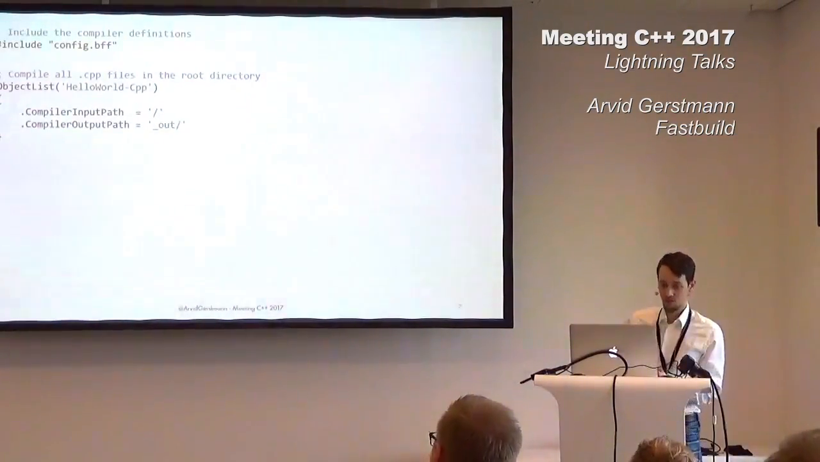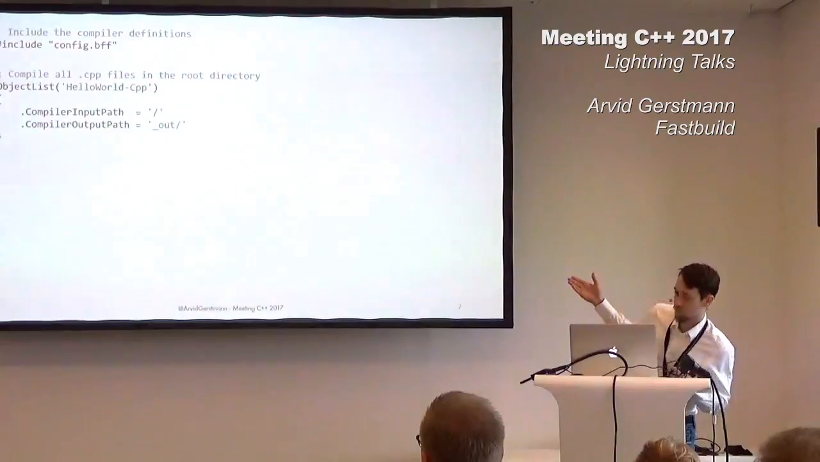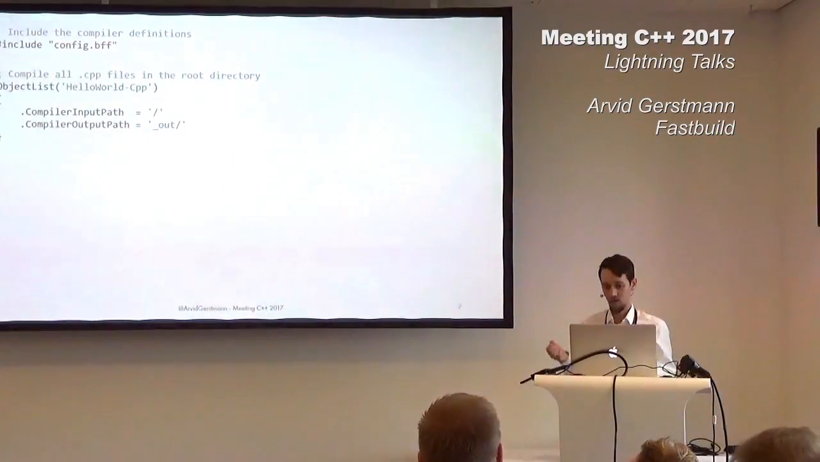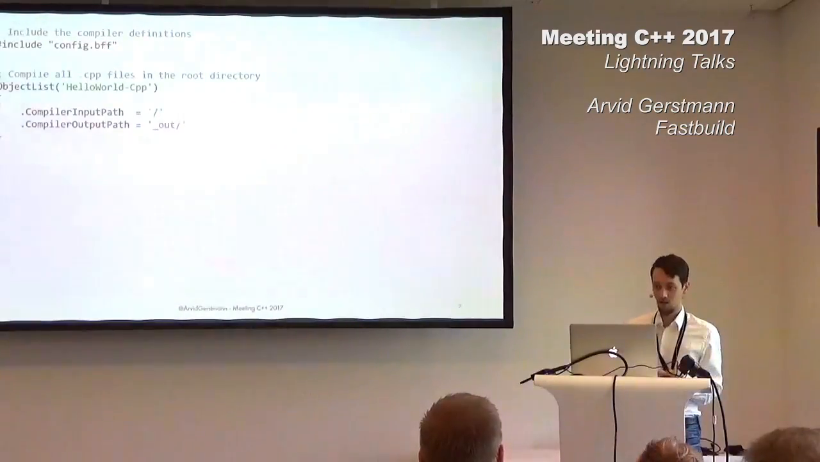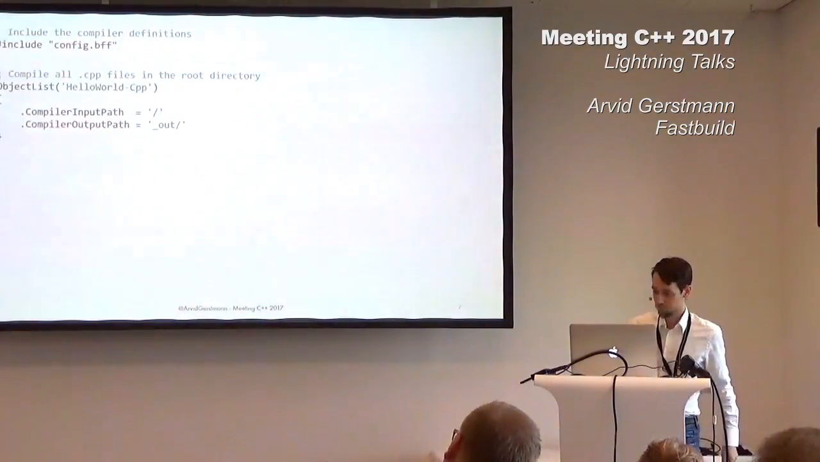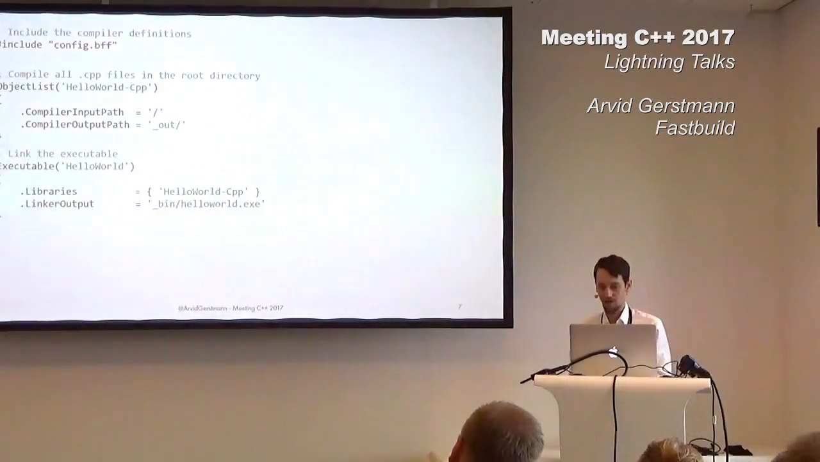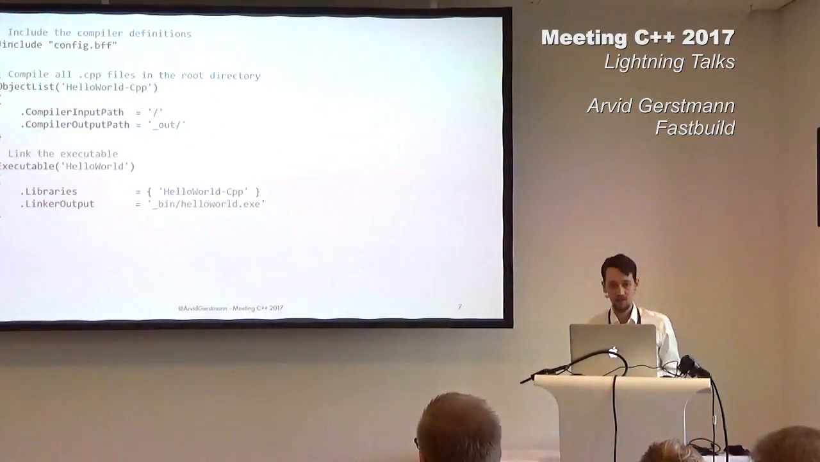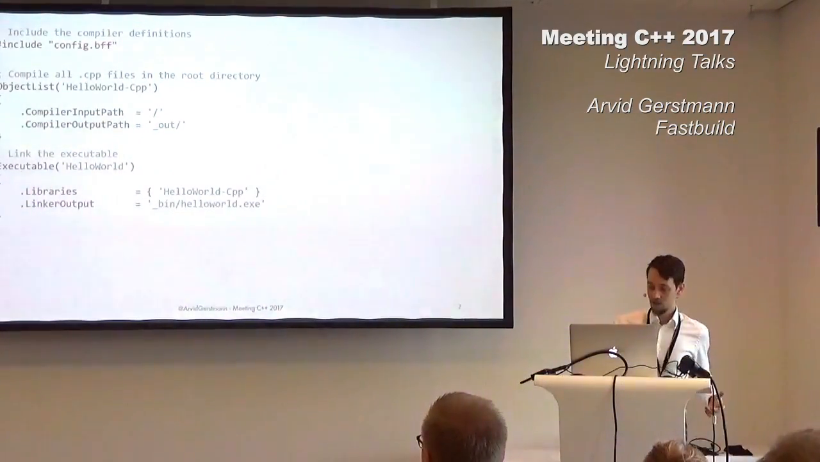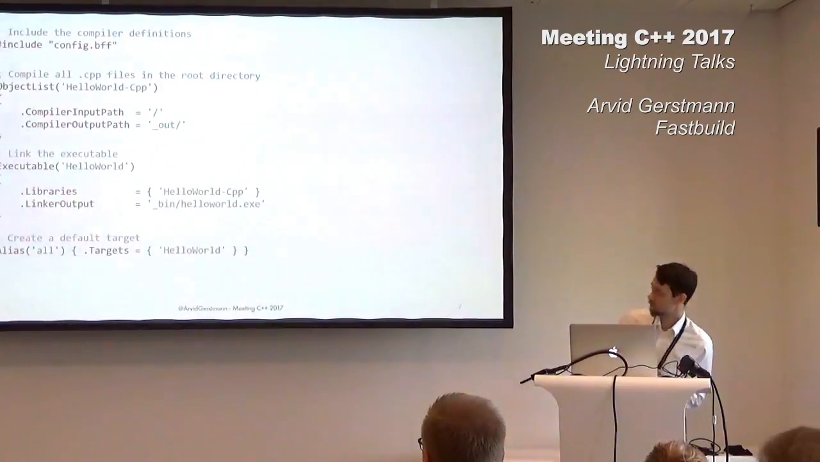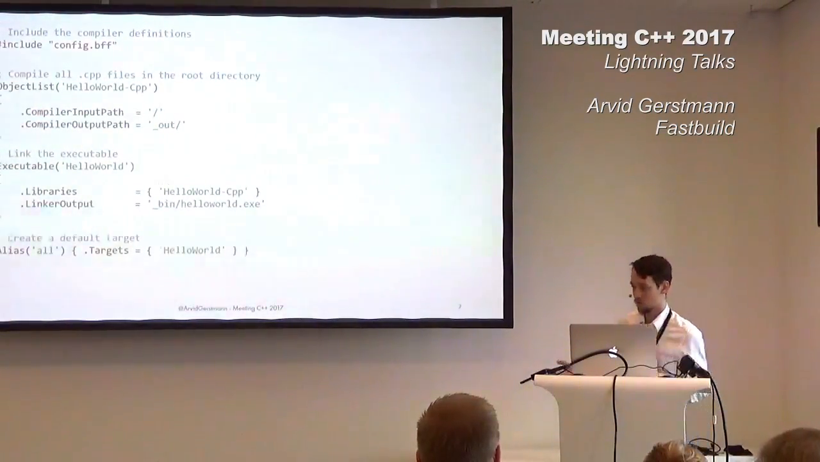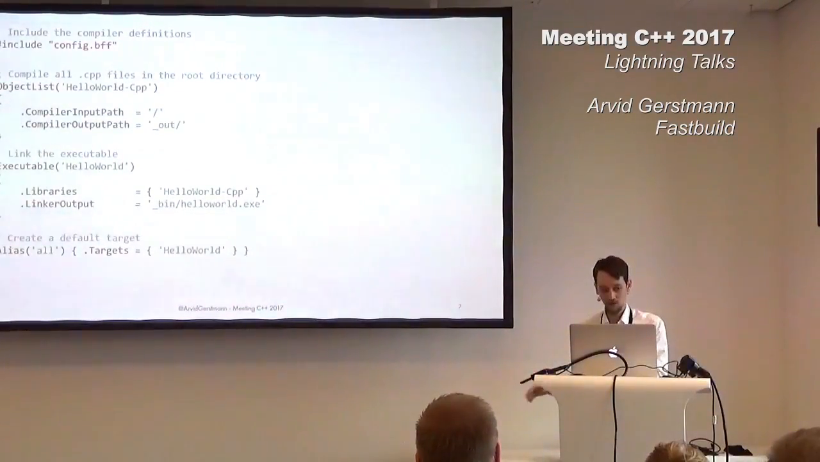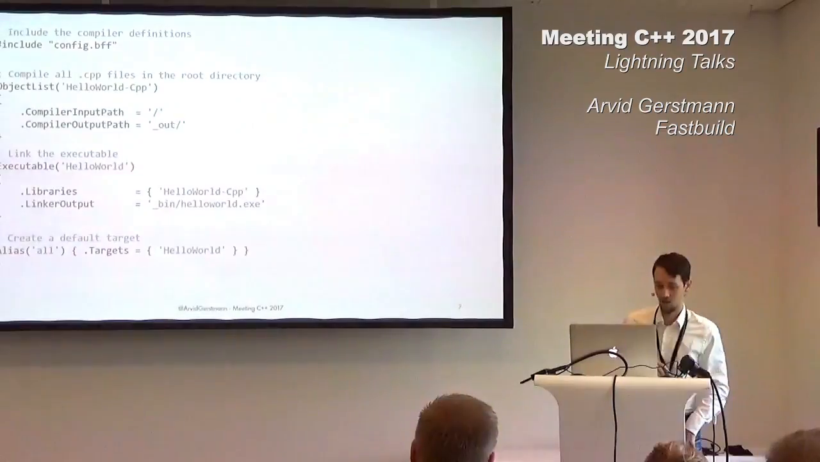In that case, we will just glob over the input path, get all files with the ending .cpp, and compile the object files to _out. Next, we need to link our executable in place. For that, we use the Executable function, and we link our just-defined object list, and then put the linker output, the exe, into _bin/hello world.exe. Last but not least, we define an alias called all. All is a predefined alias, so if you invoke Fastbuild on the command line, you just say fbuild, and it builds what you defined as a target in your alias all.